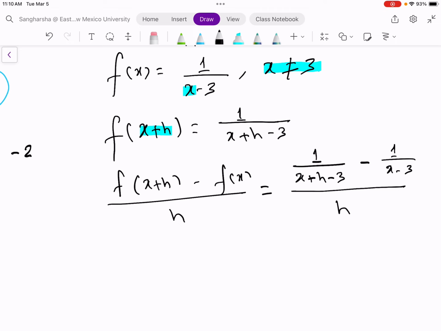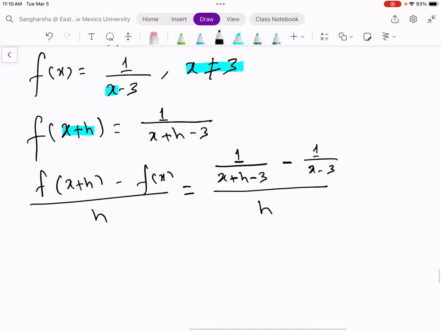Now let's simplify. In the numerator we have two fractions, this is one fraction and this is the other, and we need to find the difference. When we are adding or subtracting fractions, we need a common denominator, right? So let's find the common denominator. Looking at the denominators, we have x plus h minus 3 and x minus 3. We can't factorize. These are in the simplest form, and these two are different factors. In this case, you just multiply these two and you get the common denominator.